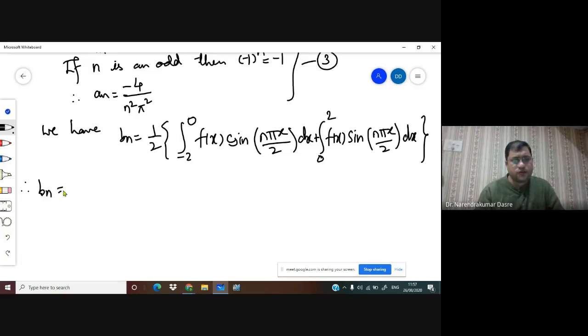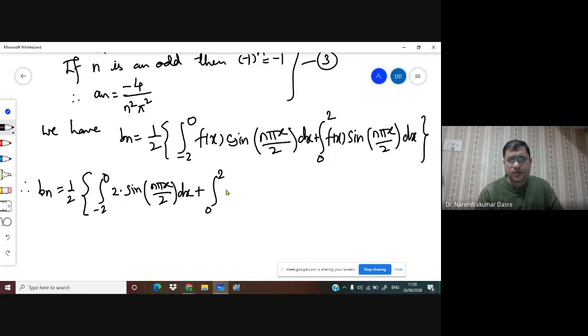So we get Bn is equal to half of the integral from minus 2 to 0 of 2 into sine of n pi x by 2 dx, plus the integral from 0 to 2 of x into sine of n pi x by 2 dx. Okay, so we got here the value of f of x, and now we know this integral is easy to calculate.